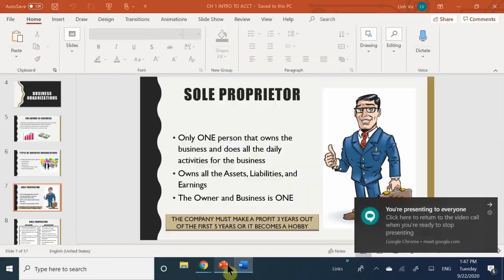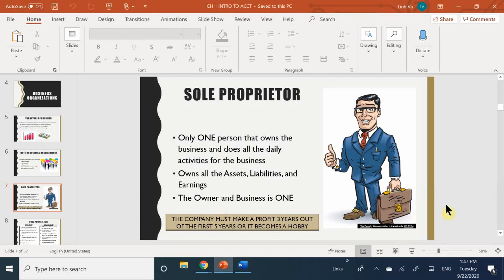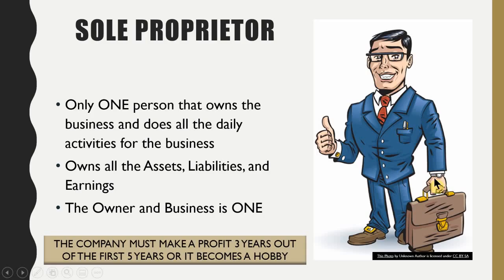So, with that being said, as a sole proprietor, there is only one owner, right? Sole meaning one, proprietor is ownership, okay? So that is what a sole proprietor is. There's only one person and one person only. And they own all the assets, liabilities, and earnings that the business makes. So in this case, the owner and the business is one.